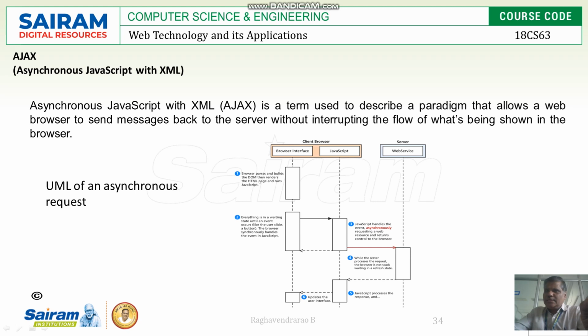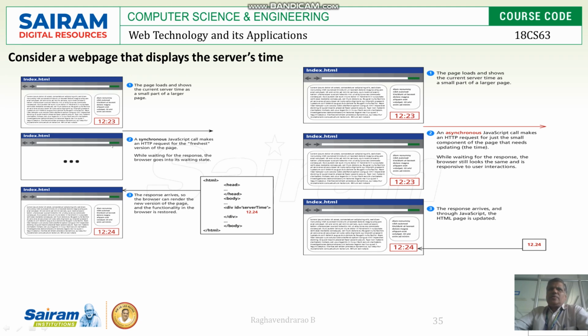This is called a UML diagram, showing the asynchronous request that is being made. Also, it can have the timeline diagram, showing the time at which things are operated. Now consider another example. In this simple example, you want to change this time.